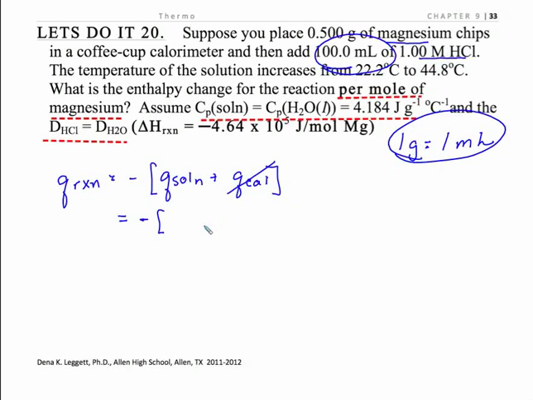I had 100 mLs. It told me to assume the density was the same as water. So I'm going to call that 100 grams times 4.184 joules per gram degrees Celsius, and that's for the water. We're assuming that's the same for the bulk solution. That's my final. It's always final minus initial with the exception of bond energies.